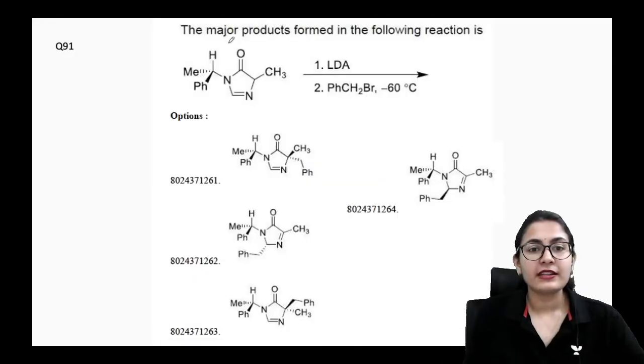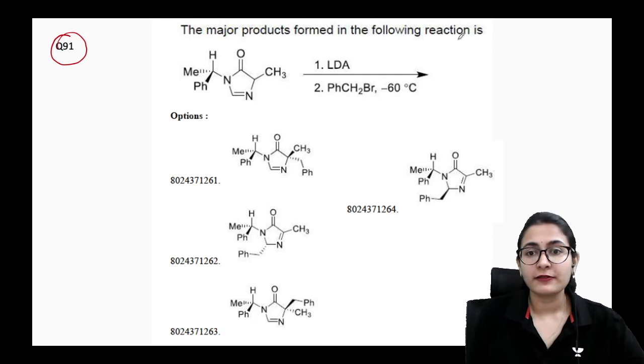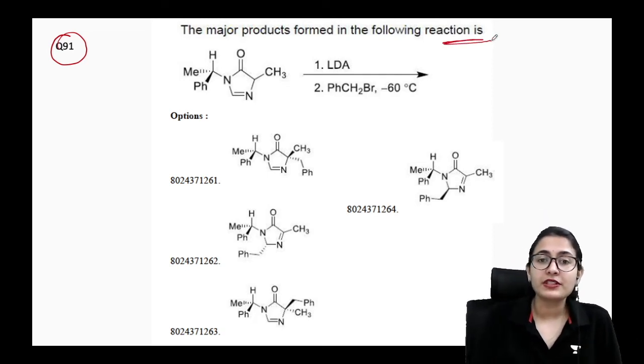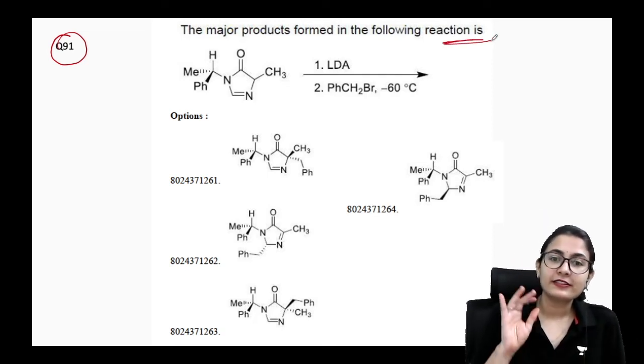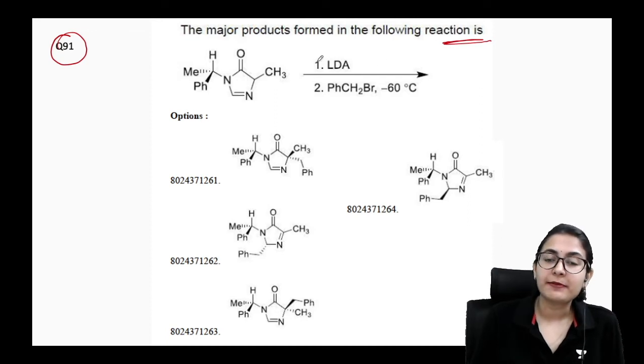Number 91, right? The major product formed in the following reaction is. So you see over here, this is not a very difficult question. It's absolutely easy, right? What's going to happen in the presence of LDA?